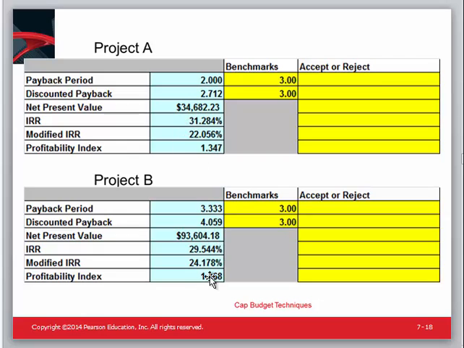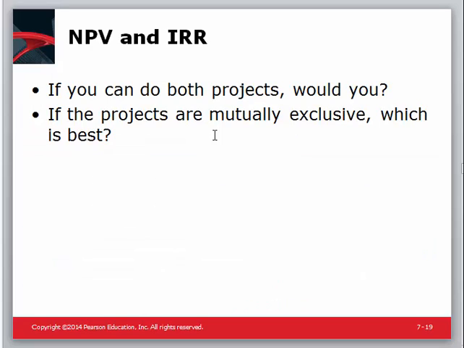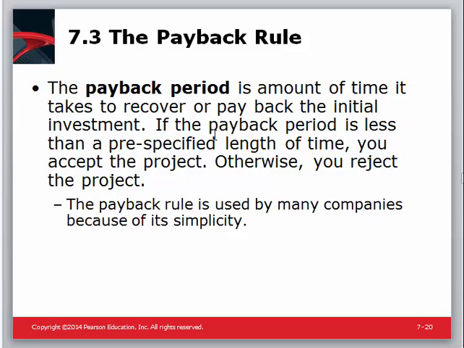With respect to internal rate of return, though, both internal rates of return are greater than 15%. So again, you would do both if you could, but if you could only do one, internal rate of return says that project A is the better project. It has the highest rate of return. So we've already answered this question about which one ultimately would you do.